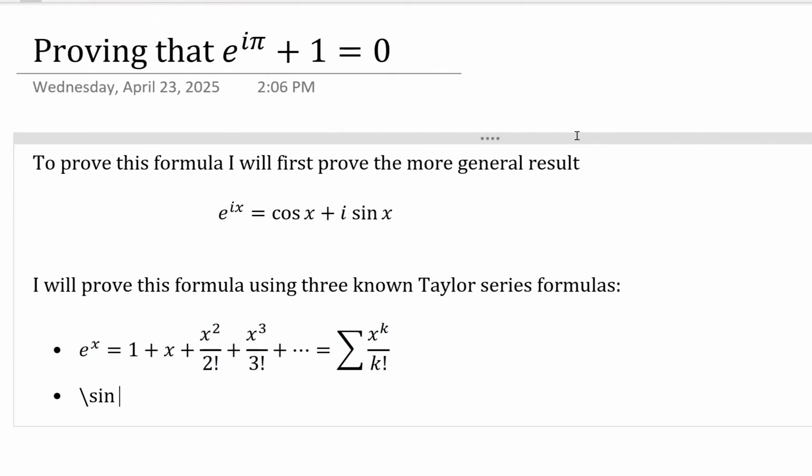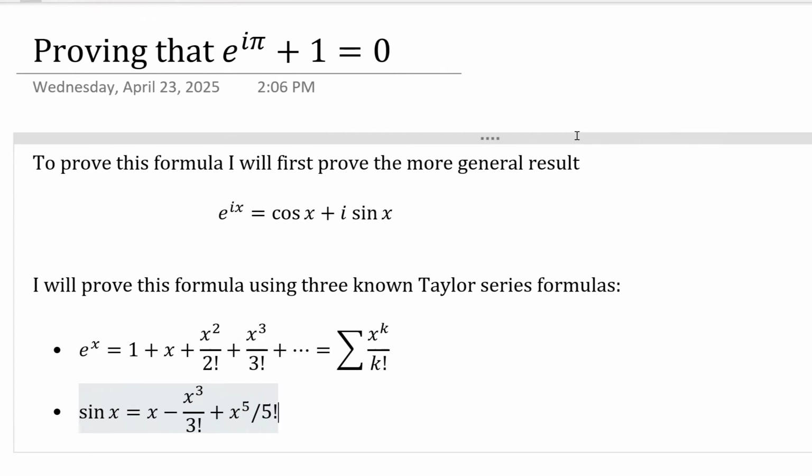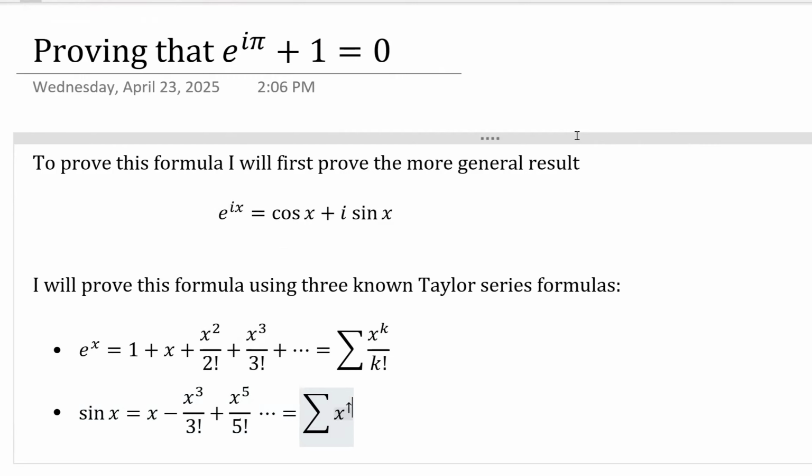So the series for sine is, let's see, it's all odd powers, alternating odd powers. So x minus x cubed over 3 factorial plus x to the fifth over 5 factorial, etc. Did I do that one right? Yeah. So you could also write this more compactly as the sum of negative 1 to the k times x to the 2k plus 1 over the factorial of 2k plus 1.